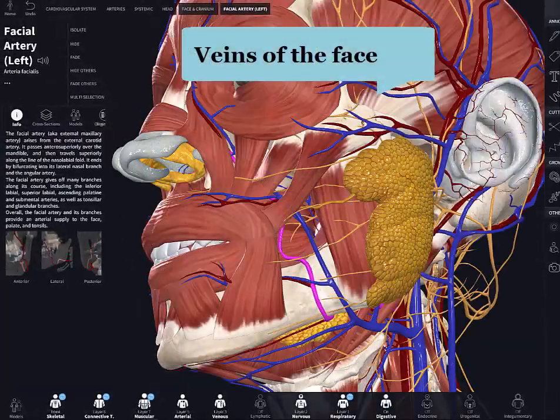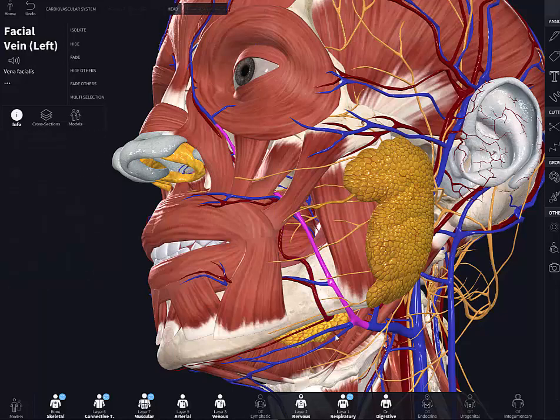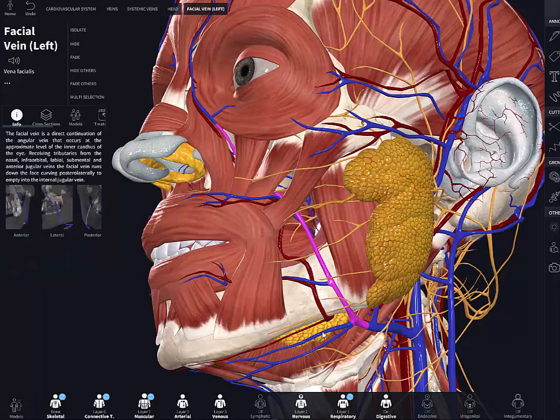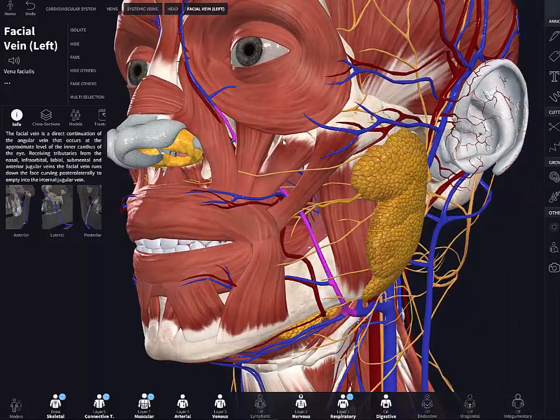The veins are usually fairly similar in their course to the arteries. If you think about the course of the facial vein, it is even more superficial than the facial artery. It is a direct continuation of the angular vein that will approximately happen at the level of the inner canthus of the inner eye. So you can see just about here where the transitions between the blue and the pink.